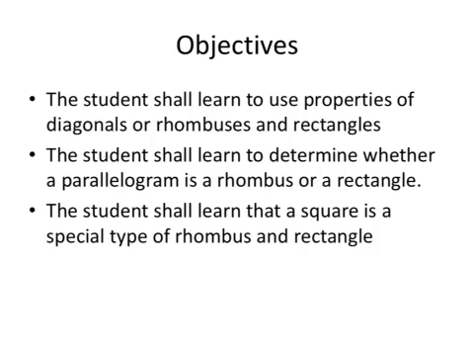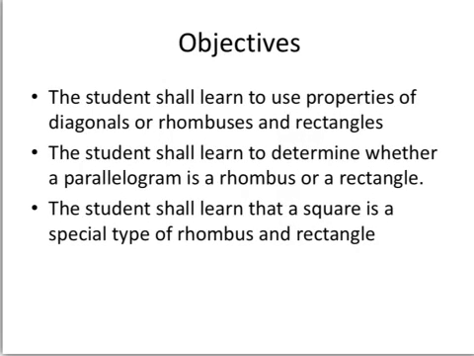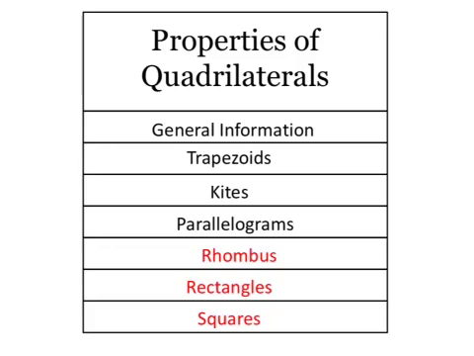We want you to learn to use the properties of diagonals of rhombuses and rectangles, okay? The student should also learn to determine whether a parallelogram is a rhombus or a rectangle. And I also want you to know that a square is a special type of a rhombus and a rectangle. So we are going to be dealing with these three areas of our foldable, and you can take the notes on the appropriate section of those as you go through the video.